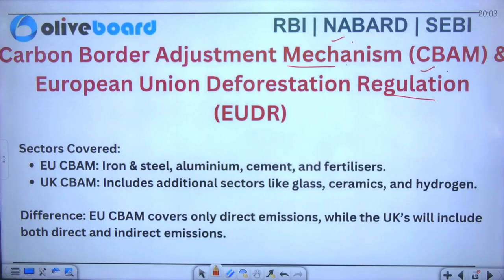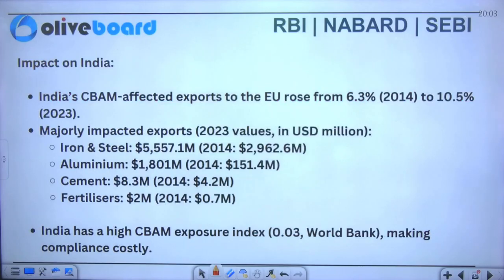What is the difference? The EU CBAM covers only direct emissions. Similarly, if I talk about the UK one, it will include both direct and indirect emissions. Okay. Now, what is its impact on India?